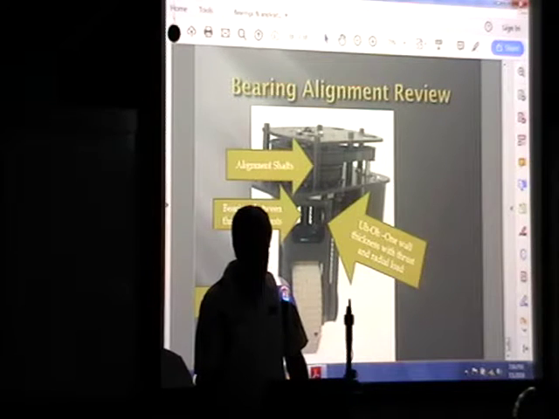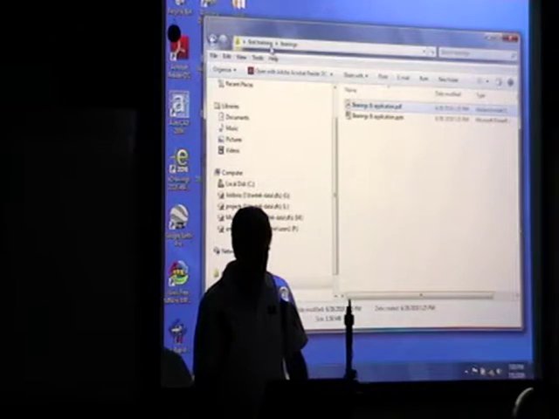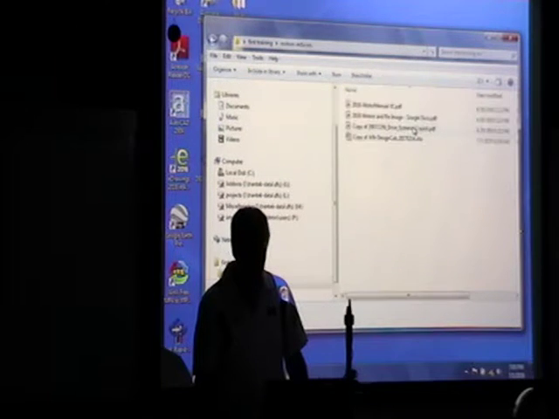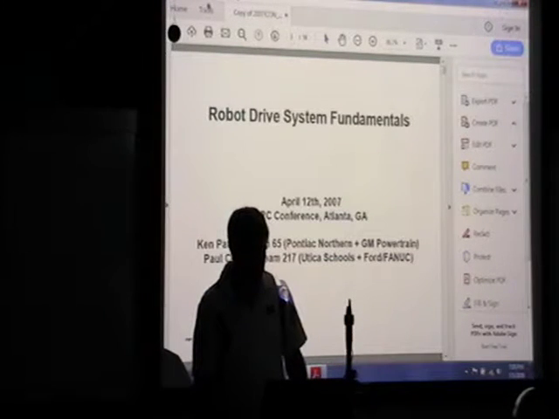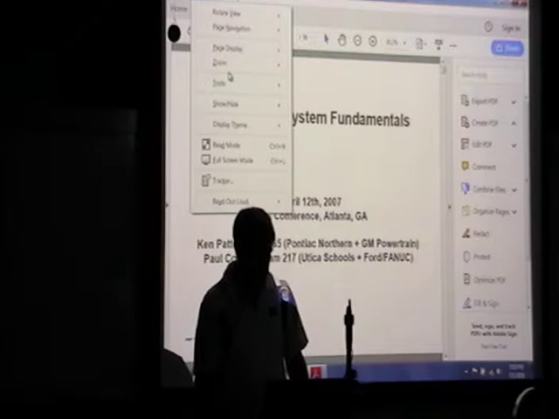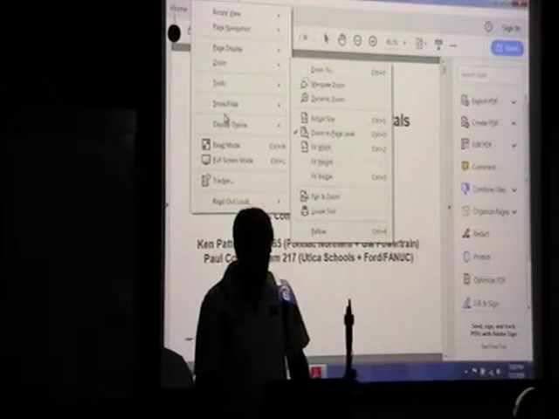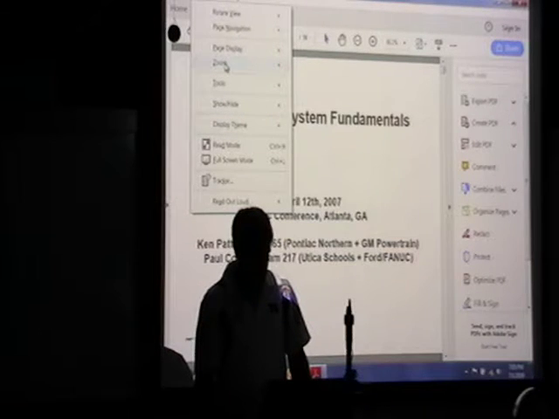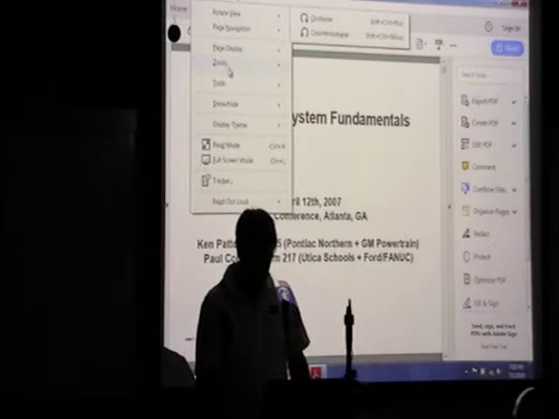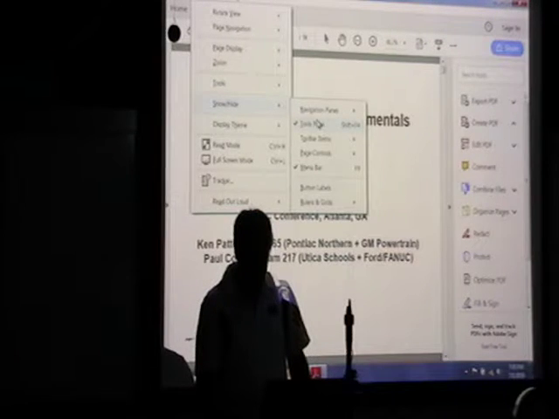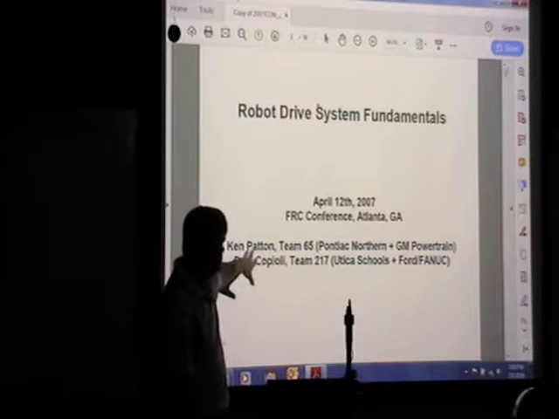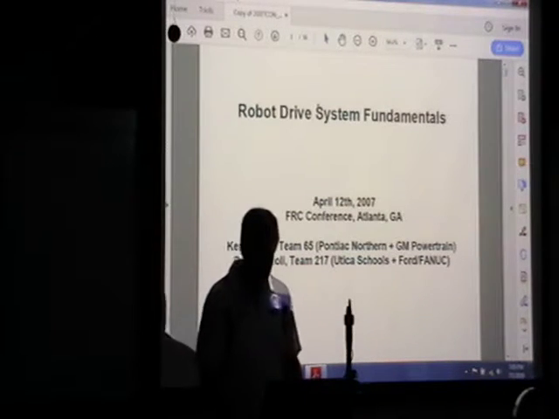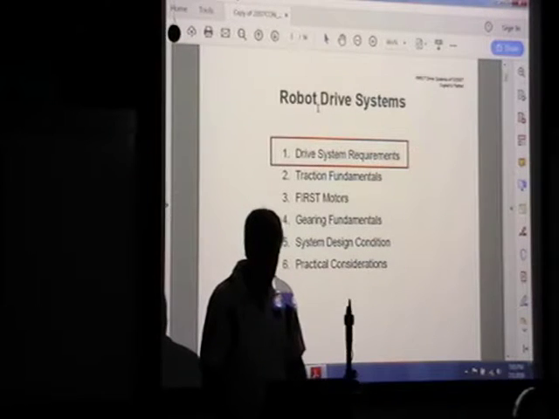So I think we'll jump over to the second half of our talk today about motors and reducers. I'm just going to be going off of a presentation that was done previously for FRC. It was given in 2007 by a couple of guys, Team 65 and Team 217. I'm going to work through some of these pretty quick because they're not pertinent.